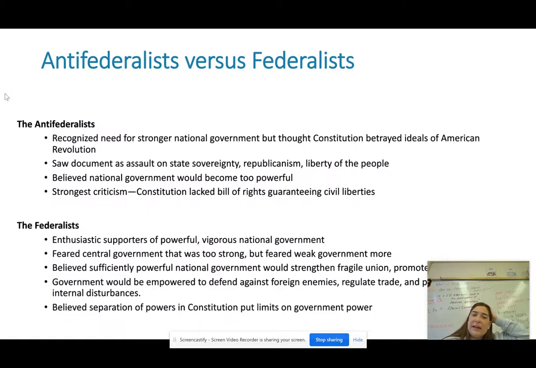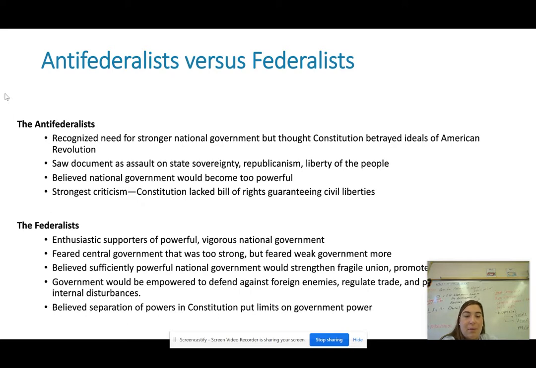The Anti-Federalists recognized a need for stronger national government, but thought that the Constitution betrayed ideals of the American Revolution. The Anti-Federalists, again, they're saying, why are we going back and giving power to a central government? We were just freed from the reign of Great Britain. Why are we giving up our power that we just secured? They saw the Constitution as an assault on state sovereignty, meaning they saw it as an attack on the individual rights of the state. Remember how those colonies had the right to rule themselves? So the Anti-Federalists are seeing this as taking a step backwards from that.